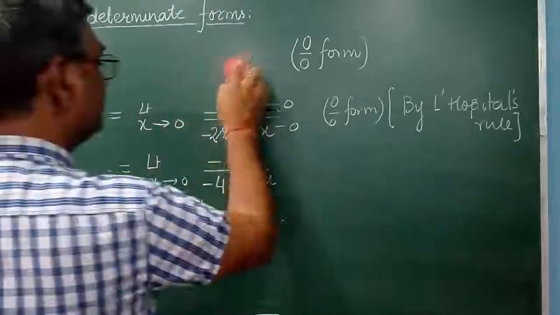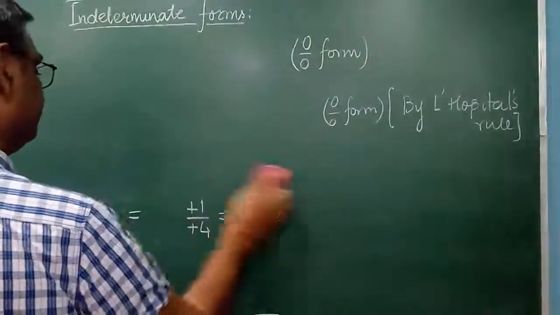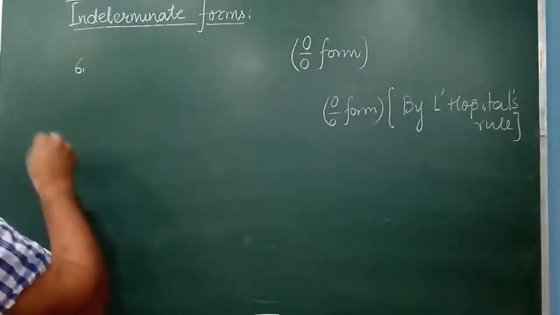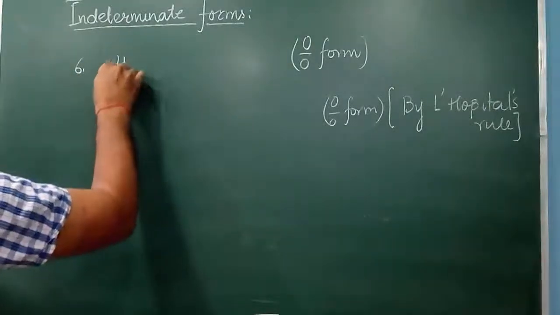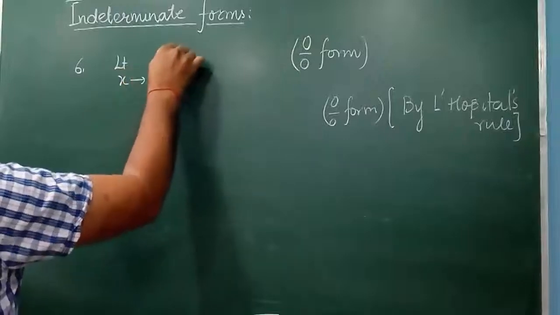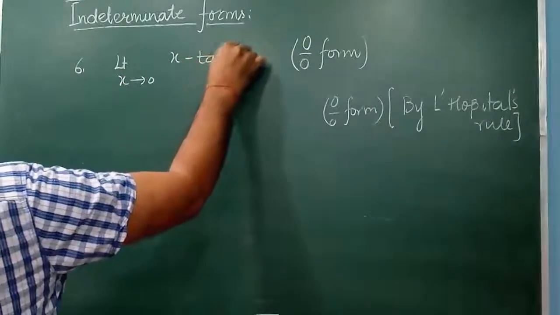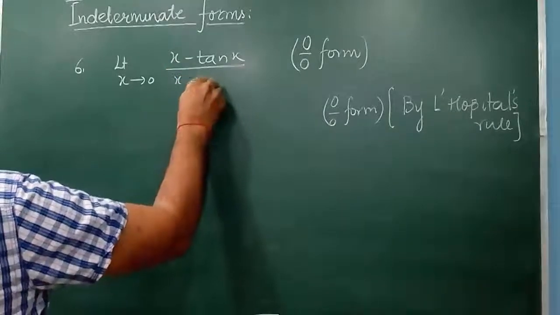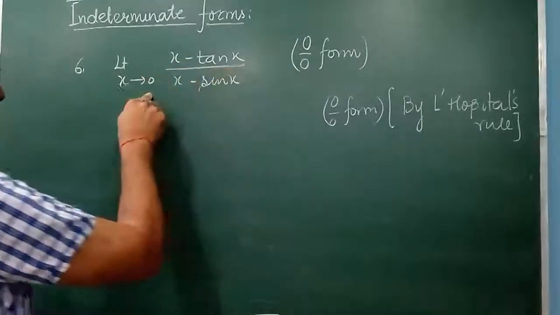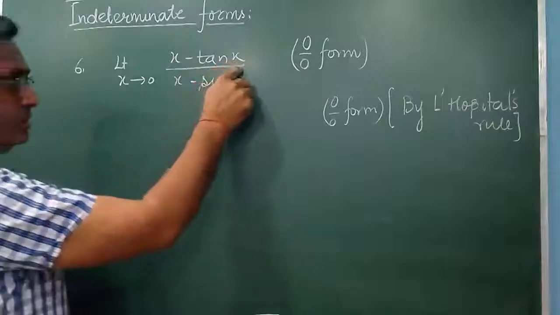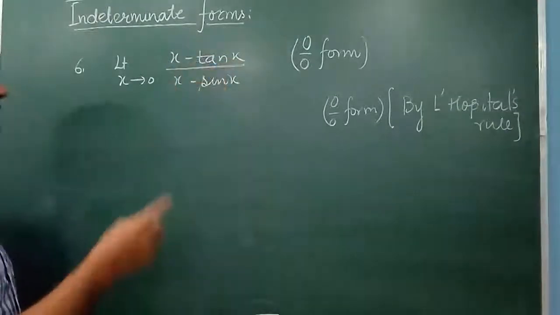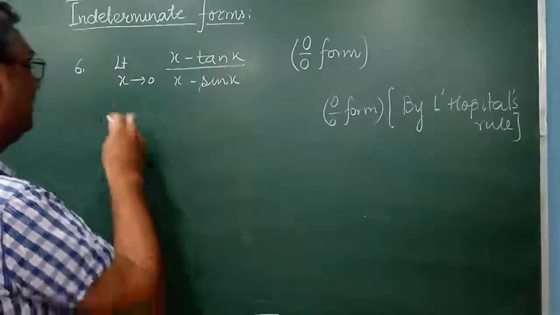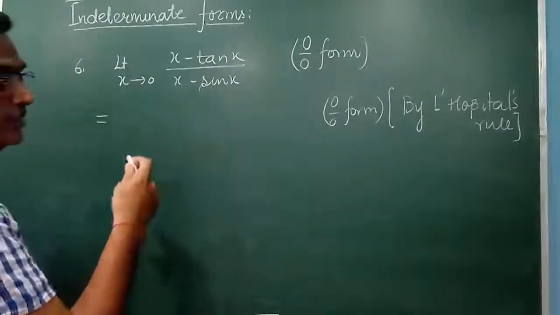Now see the sixth question. Sixth question is limit x tending to 0, x minus tan x upon x minus sin x. Put the limit here, 0. tan 0 is 0, 0 minus 0 is 0, and 0 minus 0 is again 0. So we have got 0 by 0 form. We can use L'Hopital rule.